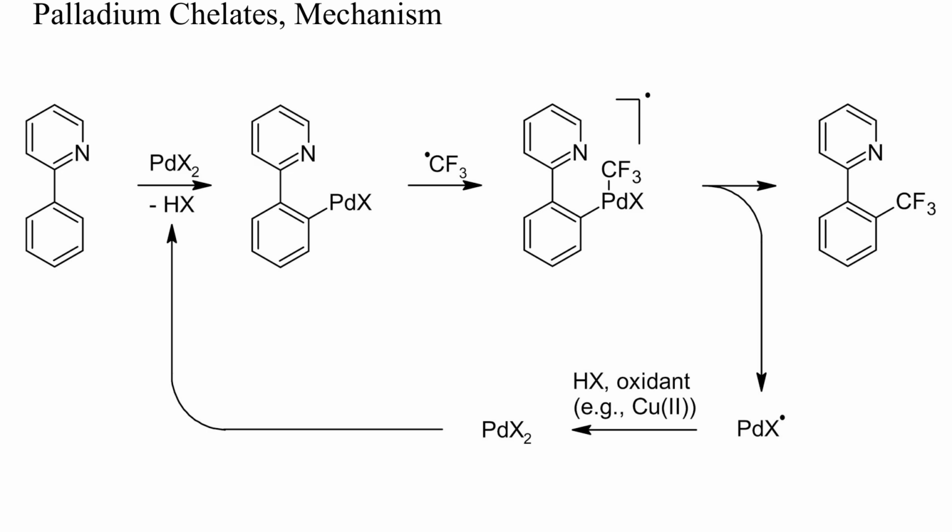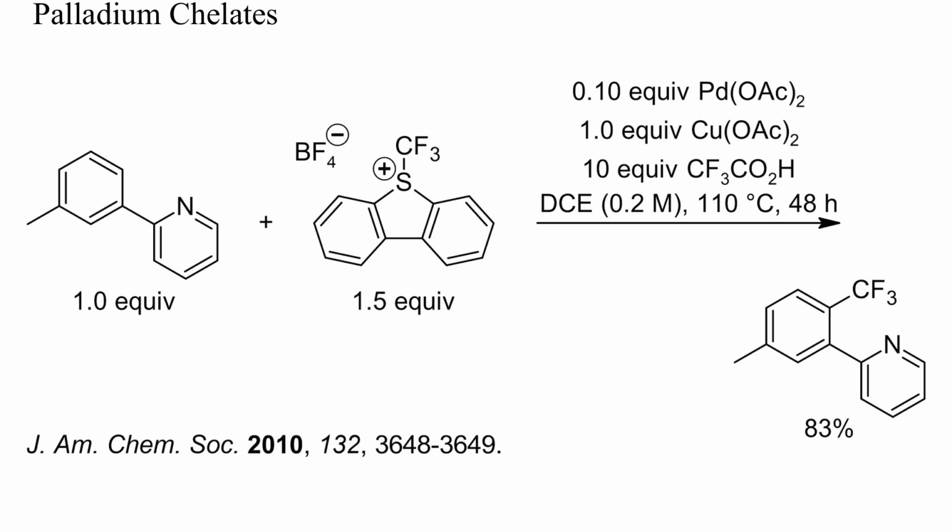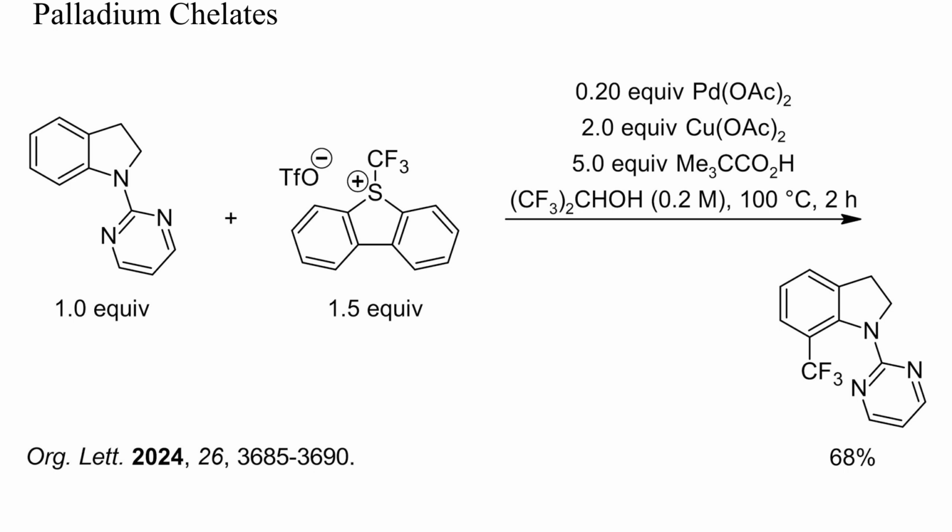One possible mechanism is sketched here, in which both a fluoroalkyl radical precursor and an oxidant to regenerate palladium-2 were required. In this example, the radical precursor was a sulfonium salt and the oxidant was copper acetate. Here an indoline was trifluoromethylated, again with a trifluoromethyl sulfonium triflate, catalytic palladium acetate, and copper acetate under acidic conditions. Interestingly, no dehydrogenation of the indoline occurred.